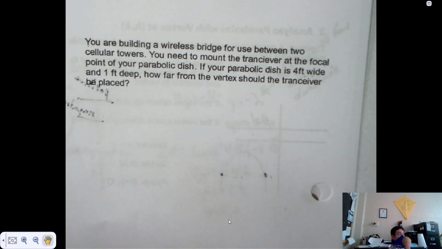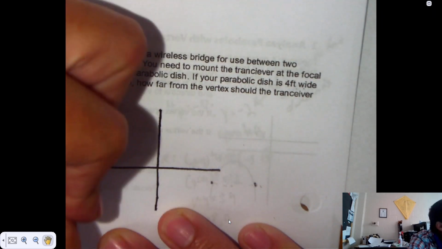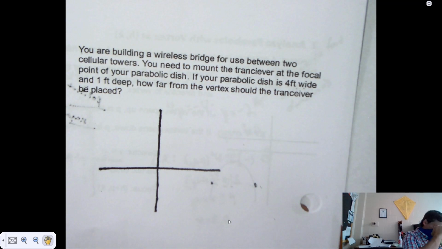So you're going to build what's called a wireless bridge between two cellular towers. You need to mount the transceiver at the focal point of your parabolic dish. Parabolic dish is 4 feet wide and 1 foot deep. How far from the vertex should the transceiver be placed? Now, most of these things are sideways mounted, which is fine, but I would recommend you just go ahead and do a regular up-down parabola. Make it easier. And things are really easy if you place them in the right spot of the XY axis. Where do you think the vertex for this parabolic dish ought to be if you place it on the XY axis?